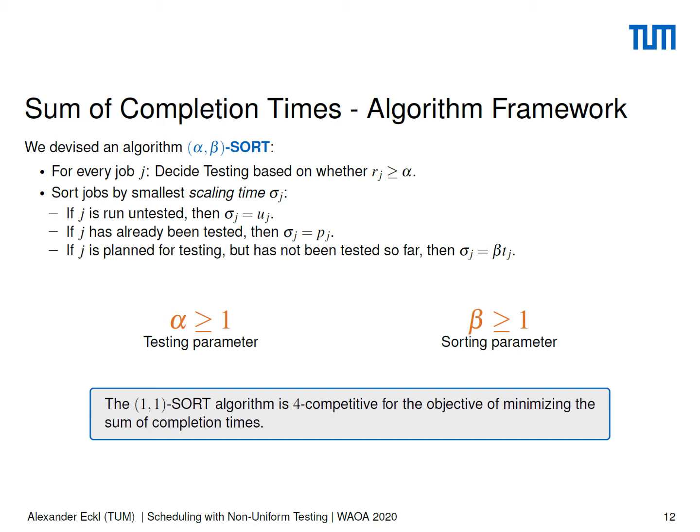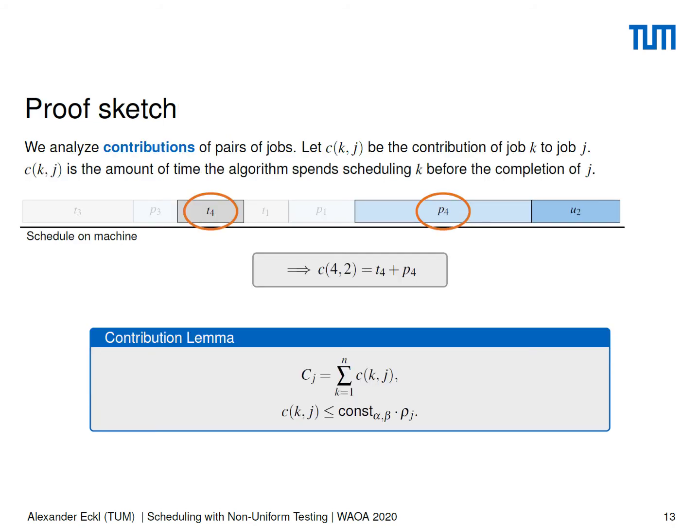To receive the best possible result, we ran a parameter optimization over these two parameters, and as a result, received that setting both to 1 is the best possible. Therefore, it has turned out that the 1-1 sort algorithm is 4 competitive for the objective of minimizing the sum of completion times. Let's briefly sketch the proof of this result.